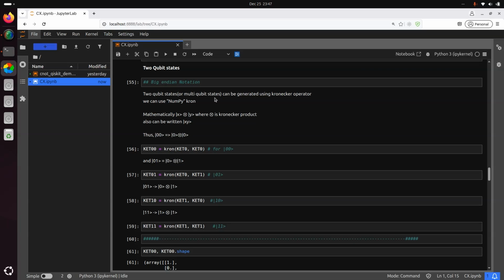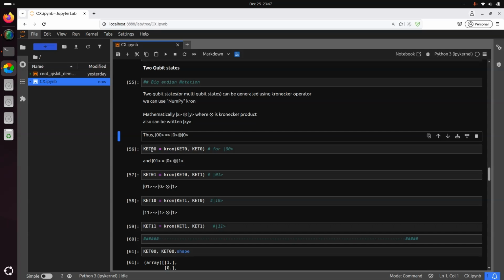And this is the mathematical notation of a Kronecker product. So to define a Kronecker product of two matrices, we use this symbol, essentially meaning Kronecker product, and it is also written in Dirac notation in this fashion. For instance, ket 0 0 is a Kronecker product of single qubit ket 0 with itself. Similarly, you can generate multiple Kronecker products, or multiple states, instead of two states.